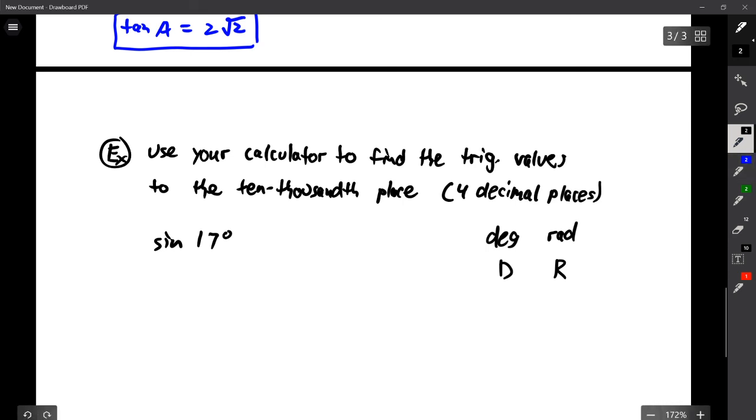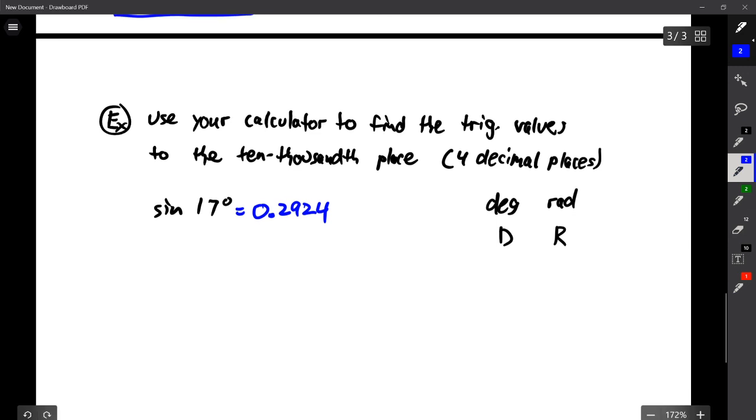And I get my answer. I wanted blue there for my work versus the question. My answer is blue. There we go. 0.2924. It technically is going to be 0.2923, but what comes after the 3 is a 7. So I rounded 0.2923 up to 0.2924 because of what came after that fourth decimal value.